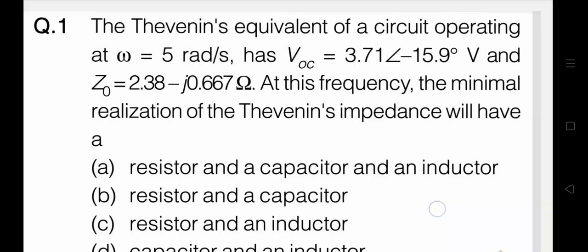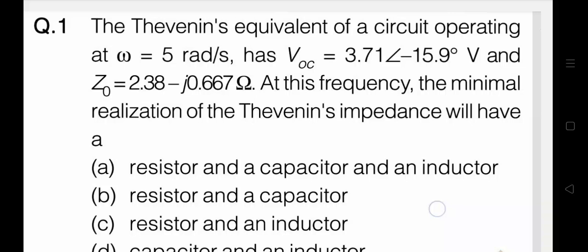In this series of lectures we will be discussing the previous year problems which were asked in GATE, ESE and other competitive exams. And these problems are related to electrical circuits and networks. So let's see this first question.